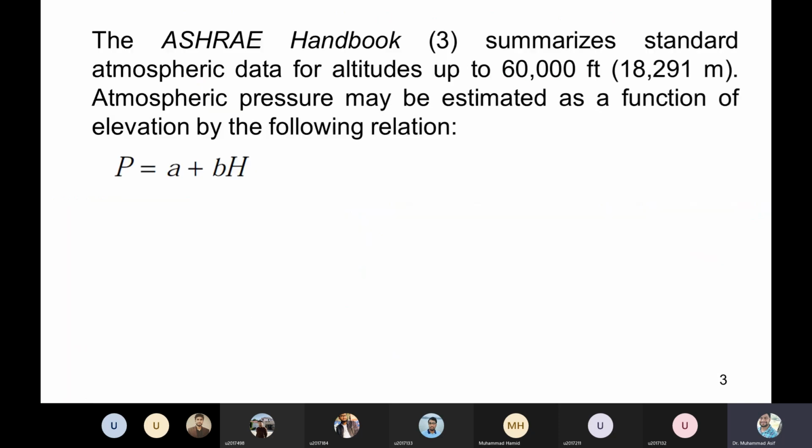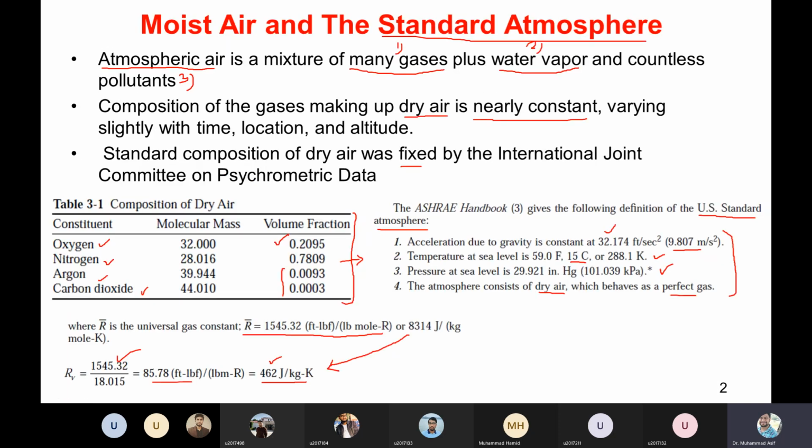Similarly, we can calculate the molar mass for the dry air. You can add up all these values, then you divide the universal gas constant by that molar mass, and you will get the value of the gas constant for the dry air.